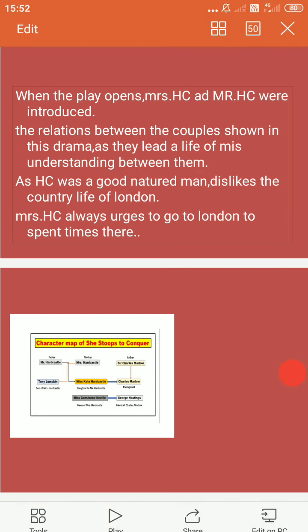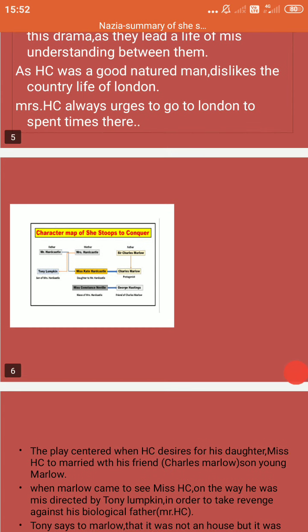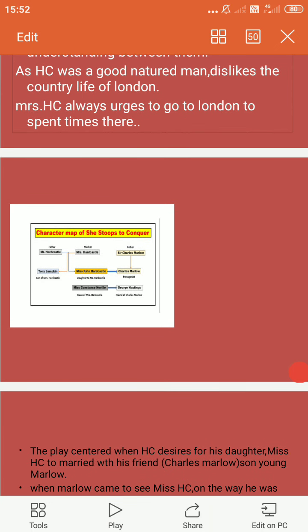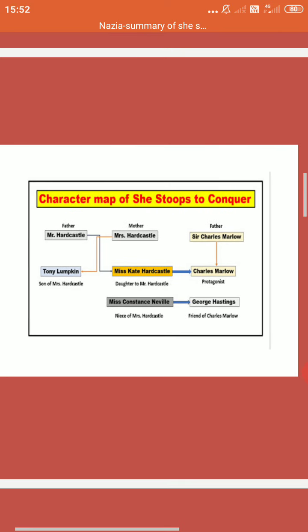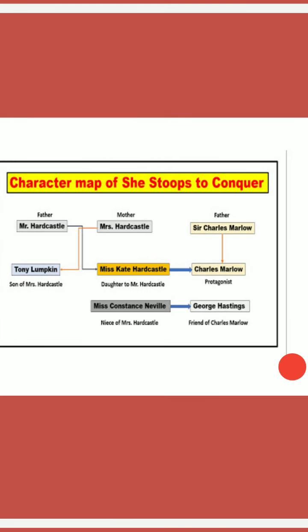Now you see the character map of She Stoops to Conquer. I'm zooming it. Look here. The father is Mr. Hardcastle, the mother is Mrs. Hardcastle, then Miss Hardcastle, daughter of Mr. Hardcastle and Mrs. Hardcastle, whereas Tony Lumpkin is the son of Mrs. Hardcastle from her former husband.